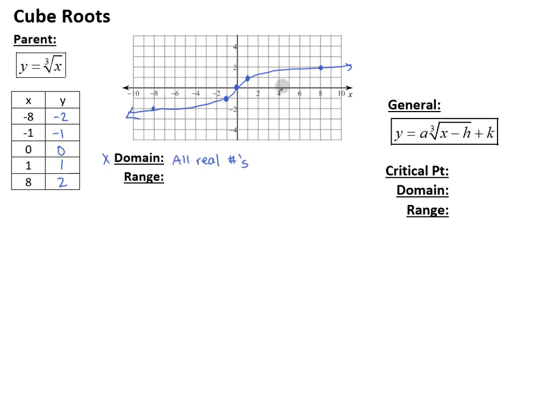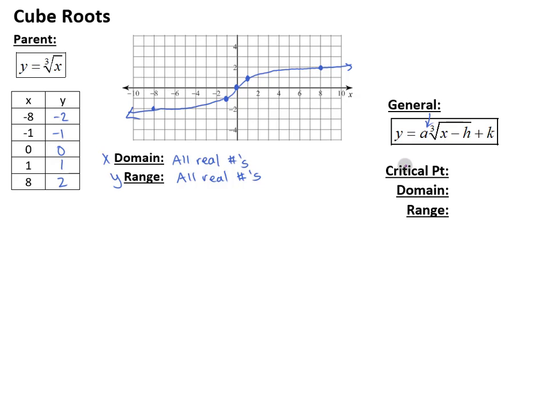Okay, and for the range, this graph does slowly continue up forever and slowly continue down forever, but it does go forever. So my range is also all real numbers. And the nice thing about this is, even if I flip my graph upside down, it still goes up, down, and left and right forever.